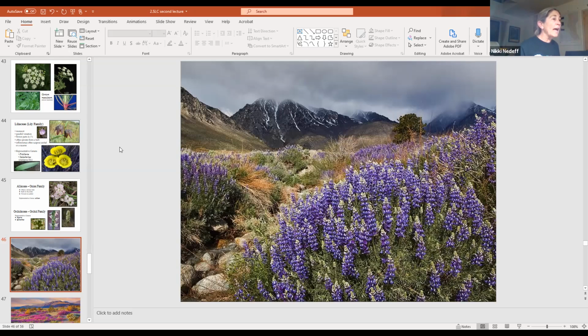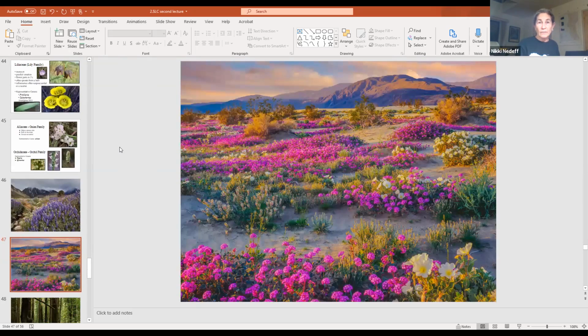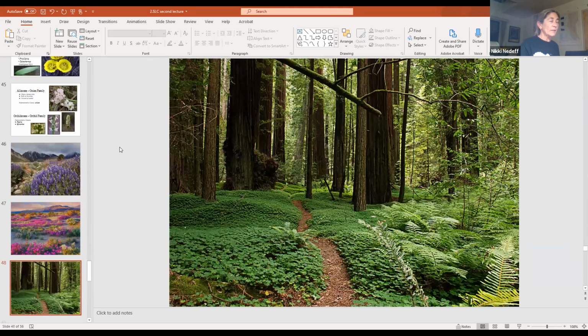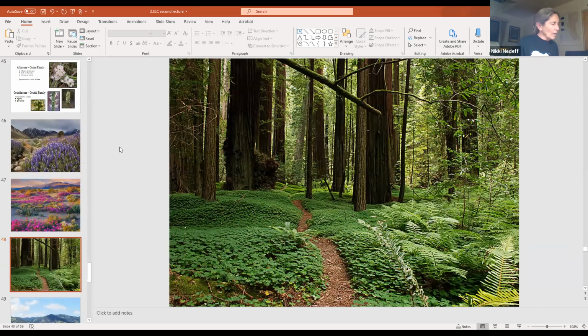So if you're in the Sierra Nevada, you're not going to find plants that you find in the California desert. You're just not. You may have the same families, you may have similar genera, but you're not going to have the same species because plants are indicators of their various environments. Same with the redwood forest. You're not going to find plants that you find in the desert in a redwood forest.